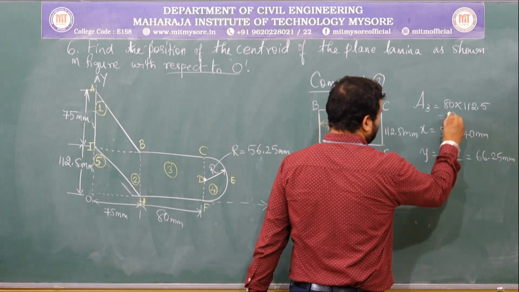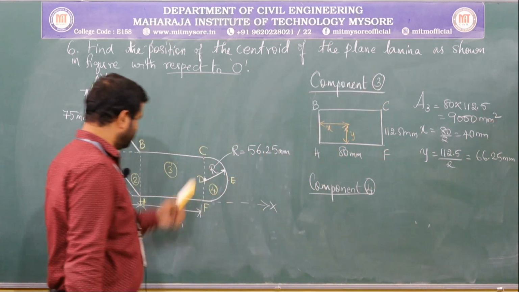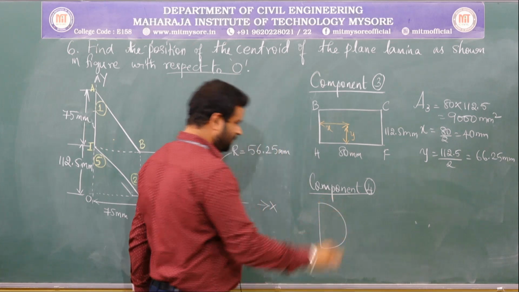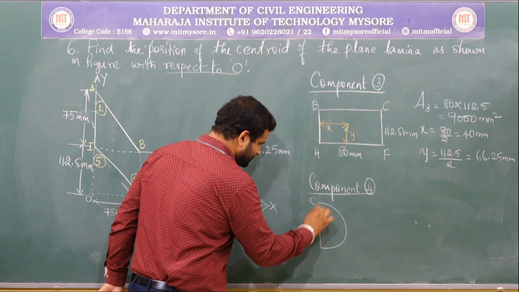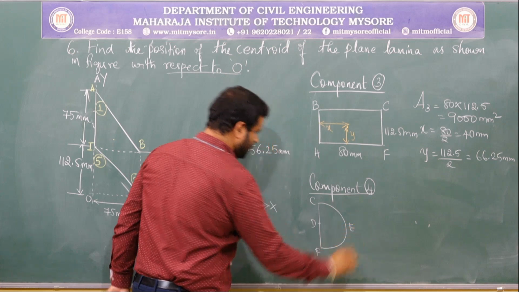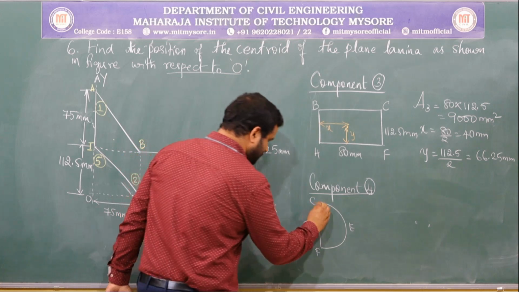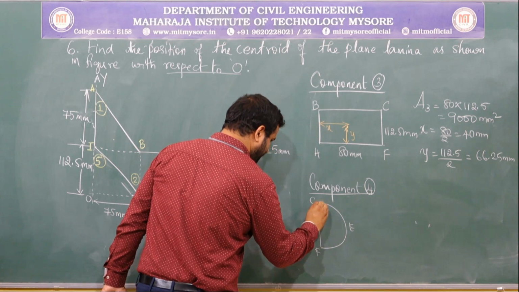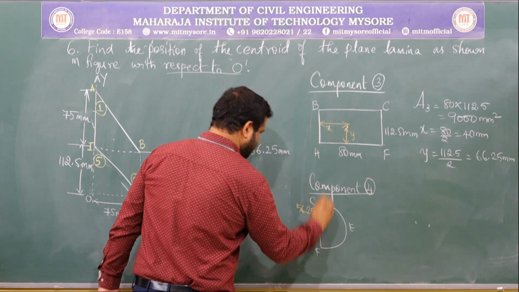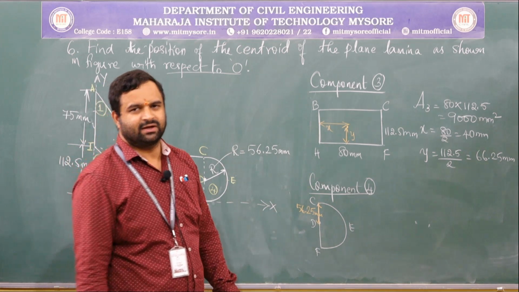The area is 9000 mm square. What is component 4? It is a semicircle. Let me write the sides C, D, F and E. What is the radius? It is given as 56.25 mm. And where does the centroid of a semicircle lie?